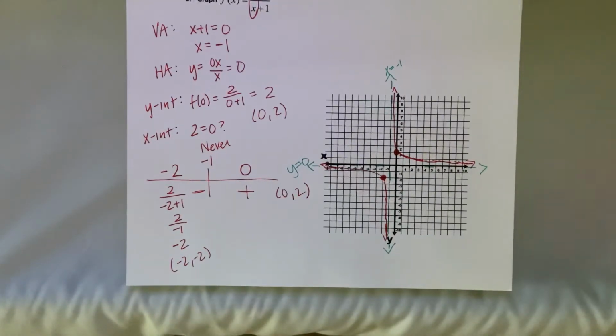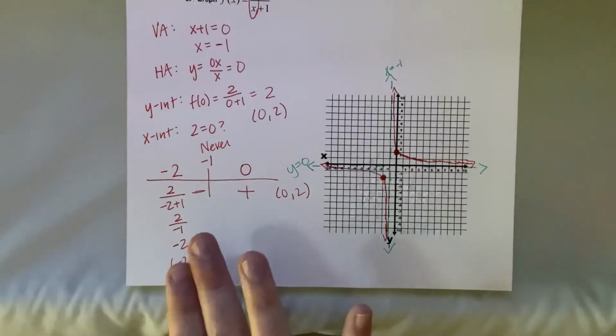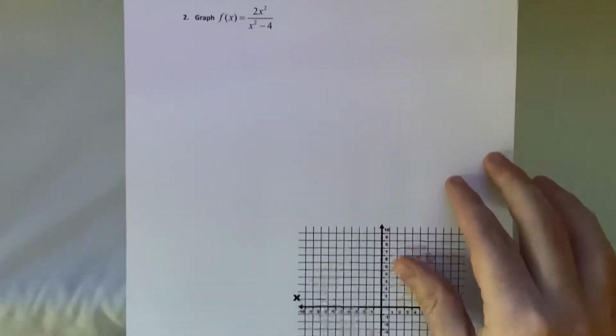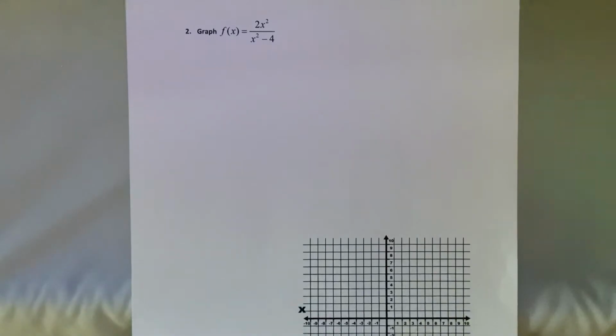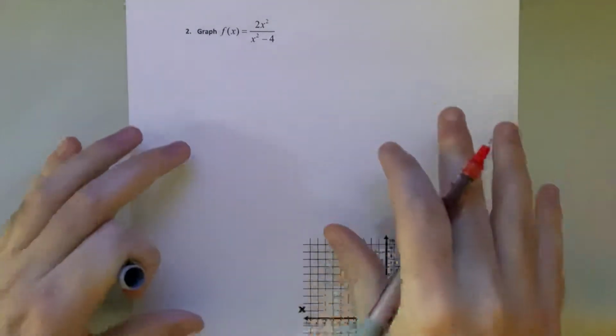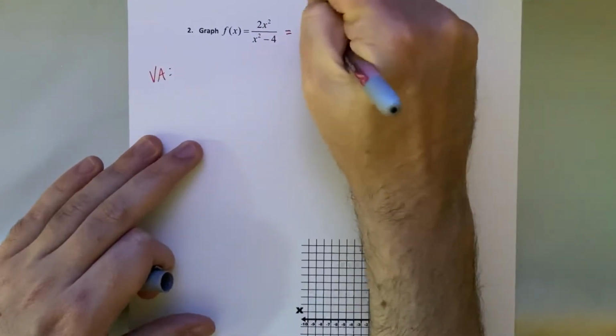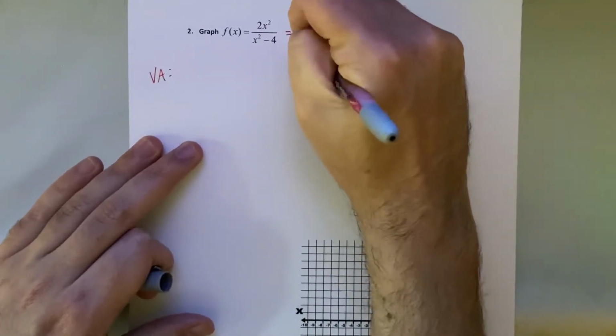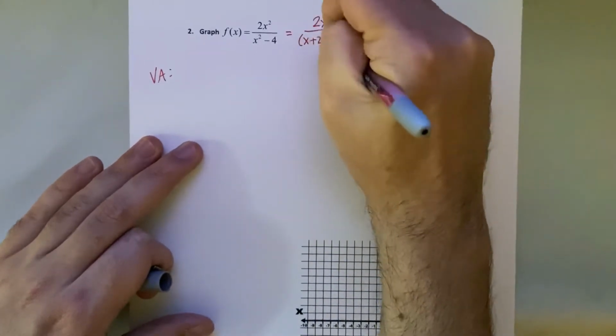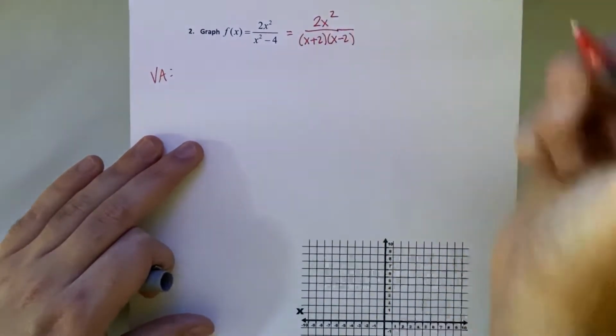Let's look at another one that's going to be a little bit more difficult. Graph 2x squared over x squared minus 4. Same strategy though. We start by doing the vertical asymptotes. I say we should factor everything. x squared minus 4 is the perfect difference of squares, so it's x plus 2 and x minus 2.